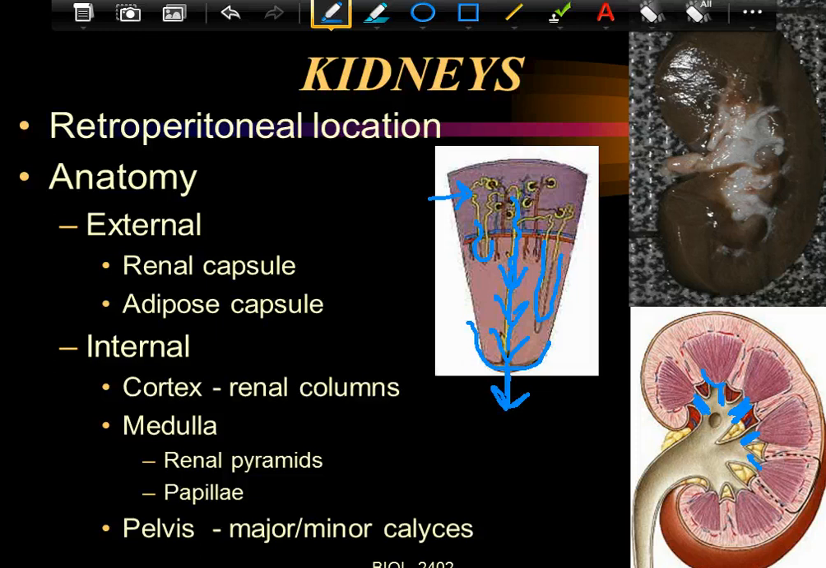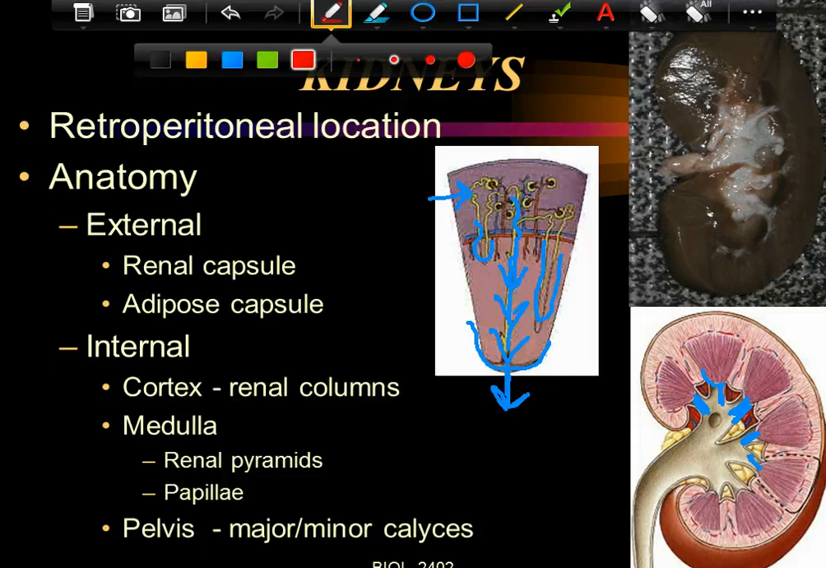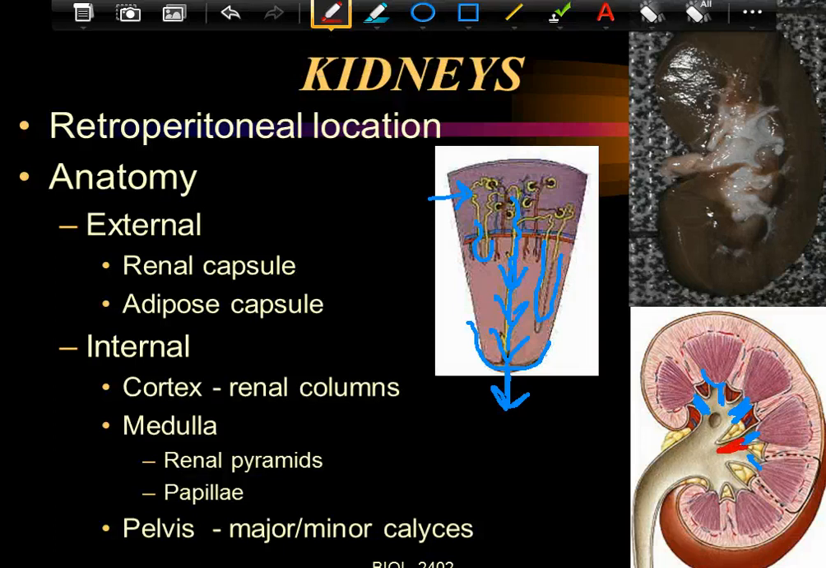Let me change colors here. And then where a couple of minor calyces come together, right there, there's a major calyx right there. Here's a major calyx right there. There's a major calyx there. And then the urine comes in and it drains into this area. It's called the pelvis. And then, boom, you're out the ureter.